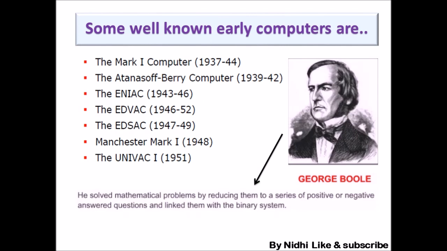Here you can see some well-known early computer names: the Mark I computer in 1937 to 44, Atanasoff-Berry Computer, ENIAC, EDVAC, EDSAC, Manchester 1, etc. So these are the popular names of some early computers, and we will see the types of computer in later classes. So these are some names of the systems.